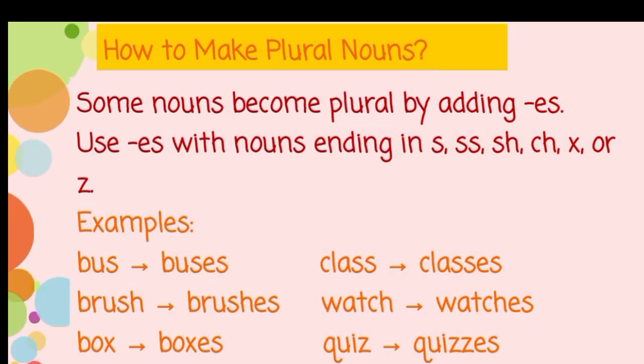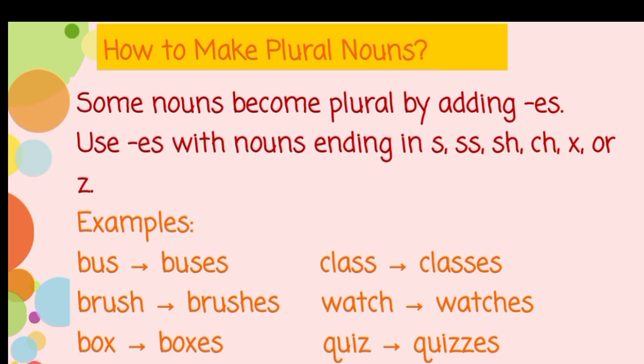Some nouns become plural by adding es, using es with nouns ending in s, double s, sh, ch, x or z. Here we have some examples. Look here, we have bus and at the end of bus we have s and we know when we have s we will add es. So here it will become buses. Next we have class. Here is double s and again we will add es and it will become classes.